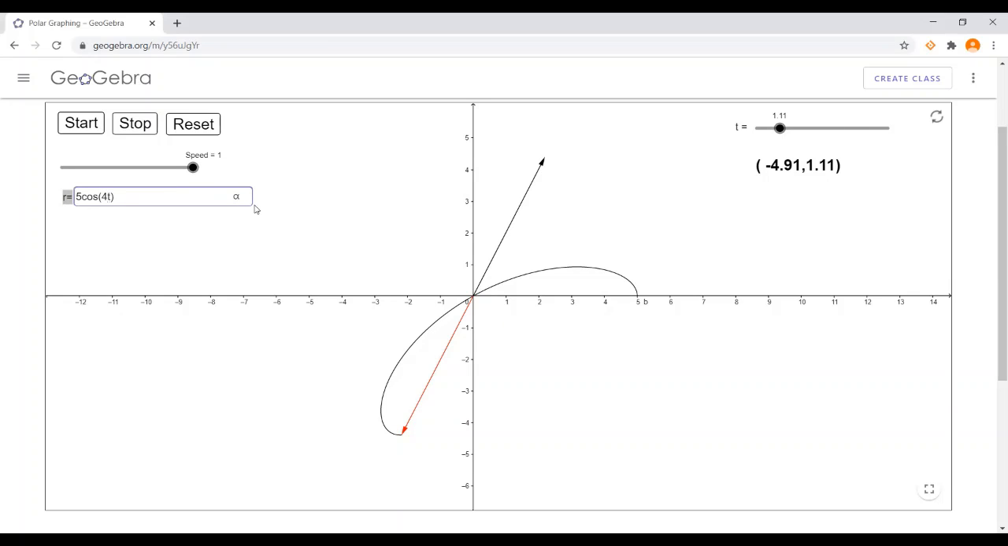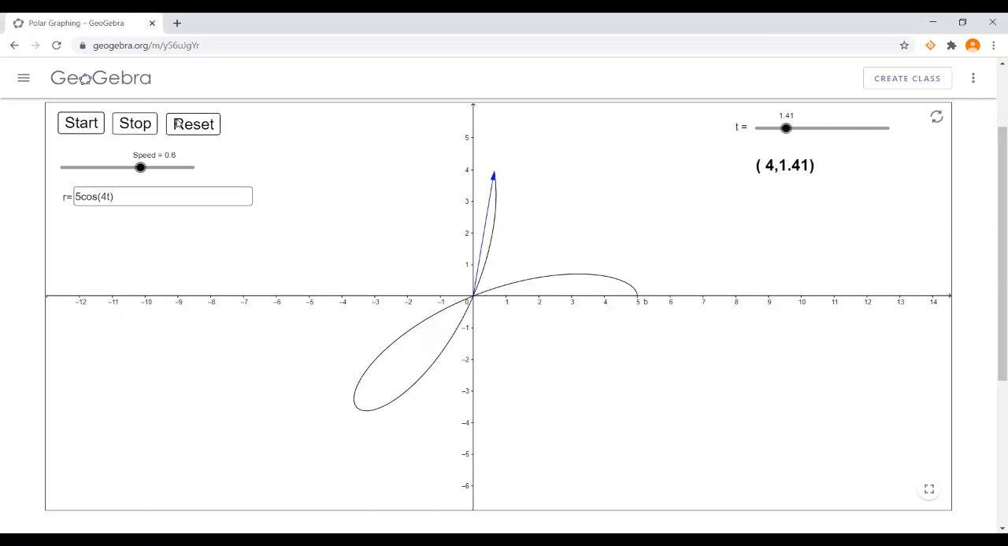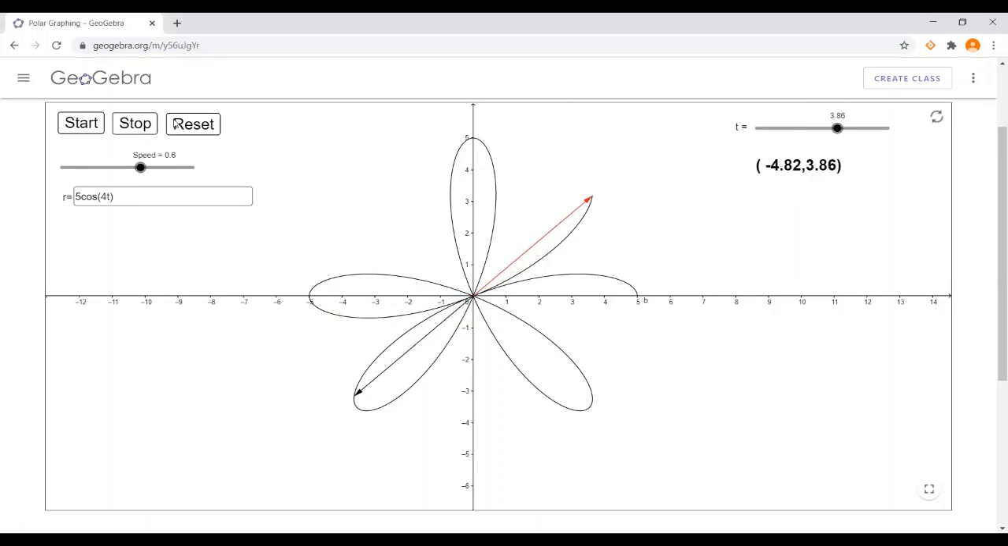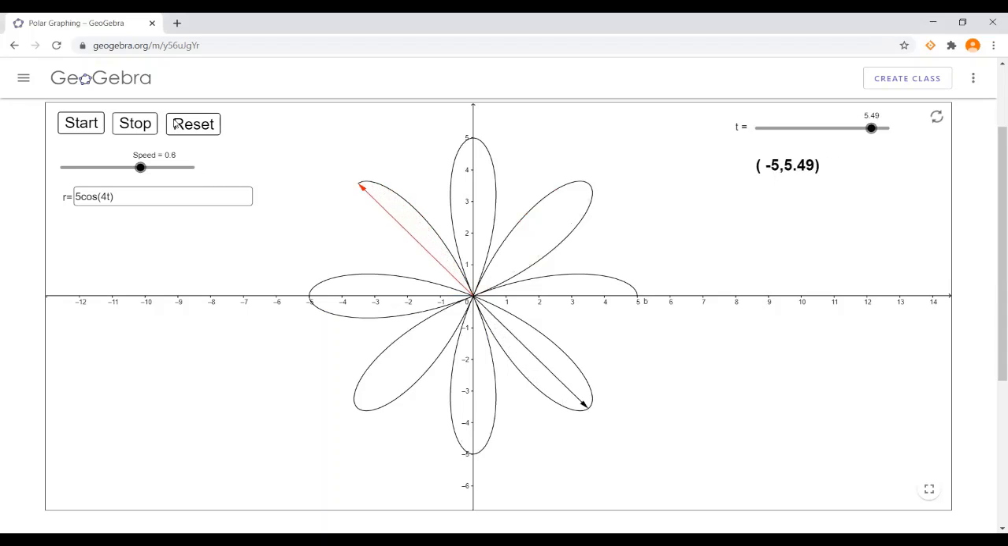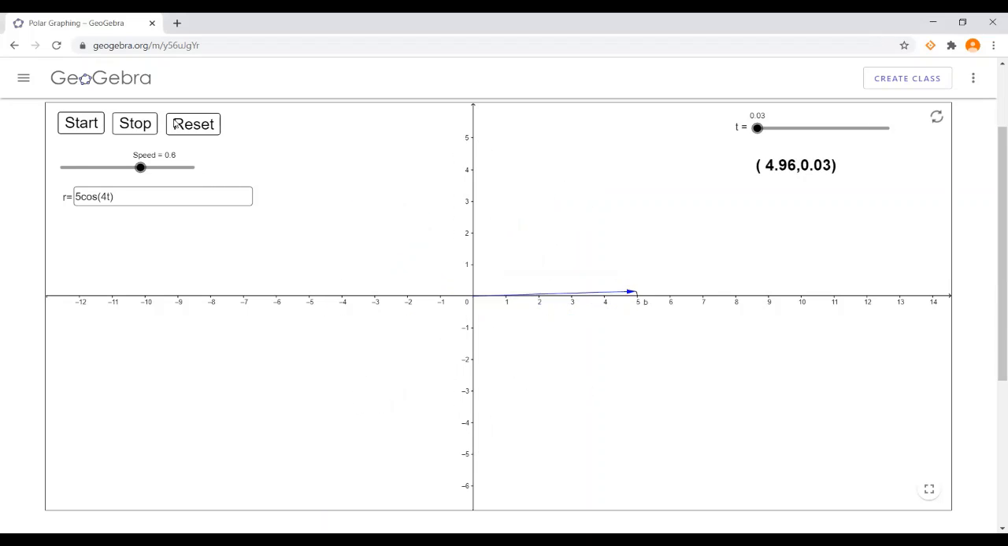Let's do, say we have 4t. We have 4t, that means that we know we're going to have 8 petals to this. So I'm just going to let this run as it goes out. Notice here our angle is increasing. We just made it to pi over 2. Angle still increasing. There's pi. Now we've made 3 pi over 2, and our angle now is all the way back around to 2 pi, and we start all over again.